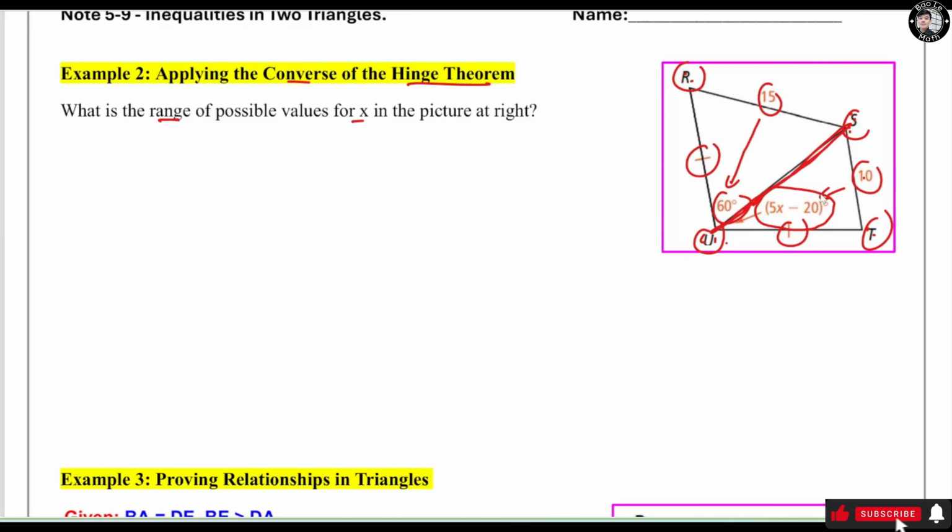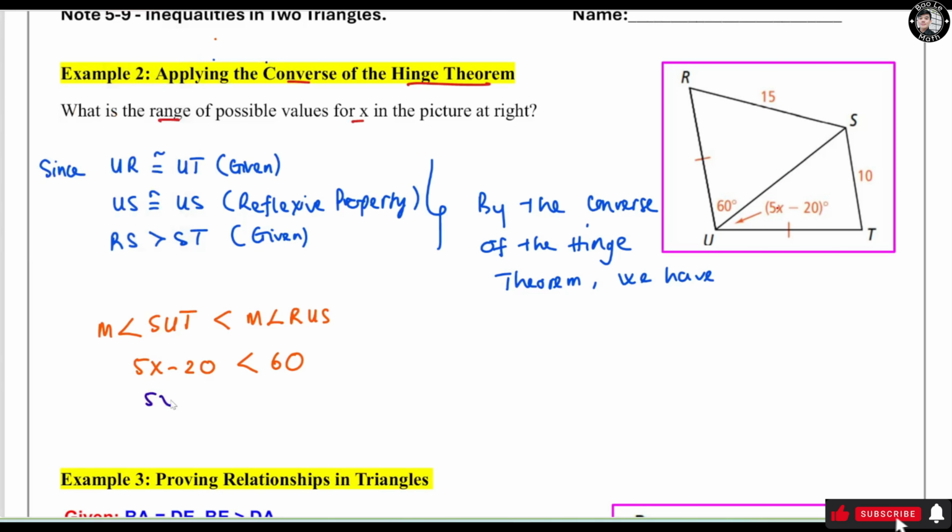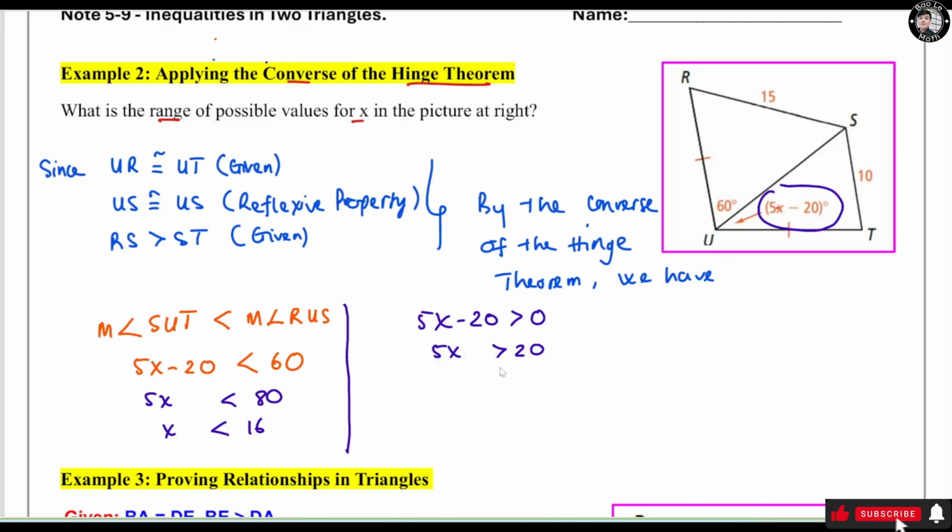So, by the converse of the Hinge Theorem, we conclude that 5S minus 20 must be less than 60. And we're going to solve for S, right? So we have 5S less than 80. Divide both sides by 5: S less than 16, right? Moreover, this expression must be greater than 0, right? So you have 5S minus 20 greater than 0. Add 20 to both sides, you have 5S greater than 20. Divide both sides by 5: S greater than 4, right? So the range for S should be 4 less than S less than 16, right?